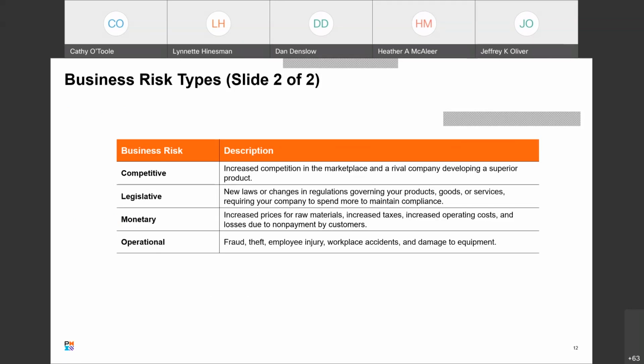Actually, all those things are happening right now due to the pandemic. So there's been a lot of that going on. And then operational business risks could be fraud, theft, employee injury, workplace accidents, or damage to equipment.